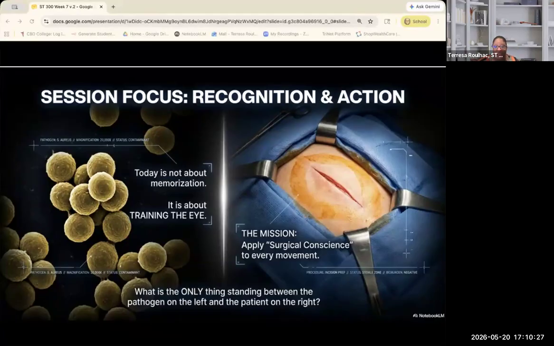Okay. Now, if a non-sterile object brushes the sterile field, we're going to consider it contaminated. We're not even going to think. We're like, oh, this is contaminated. I've got to replace the item. Notify the team.